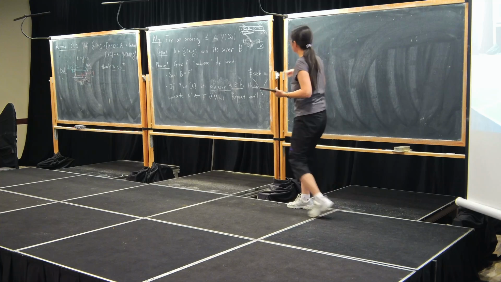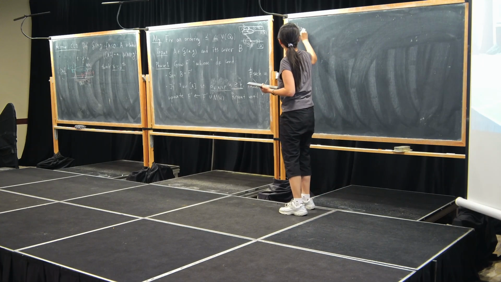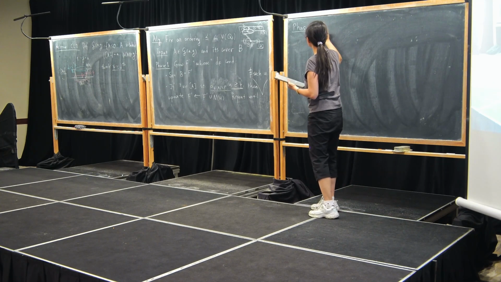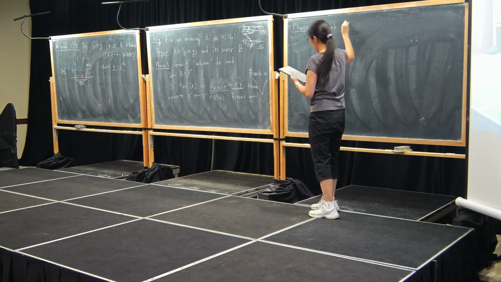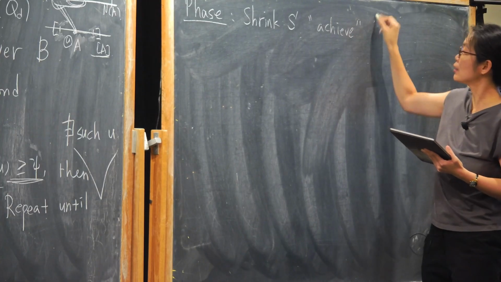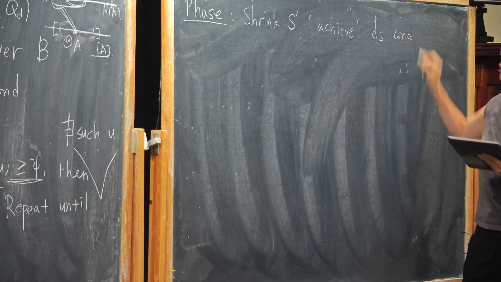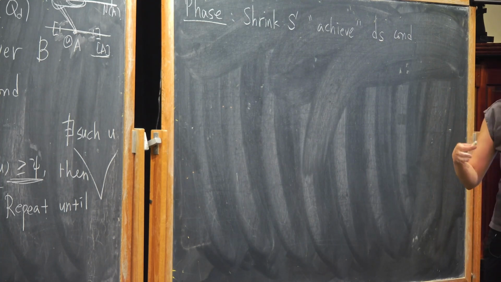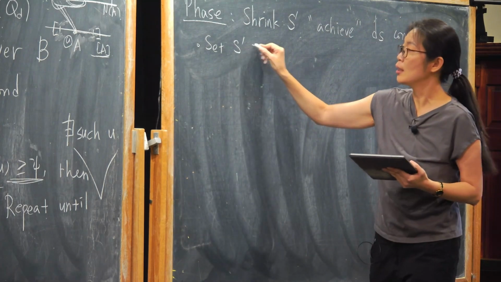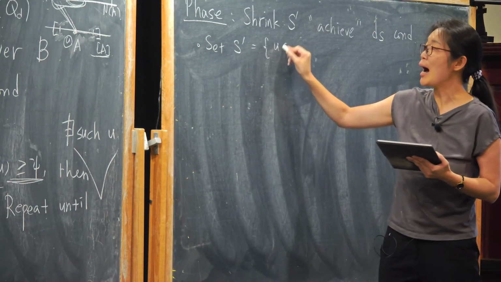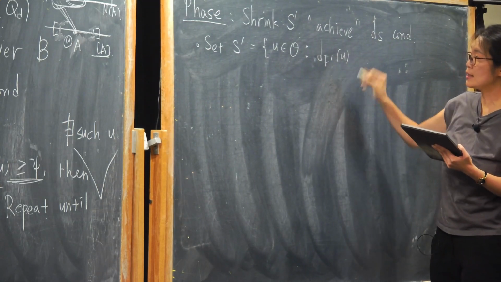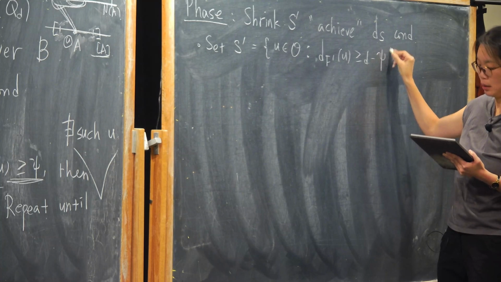In the second phase, as I said, we shrink S prime. And while doing this, our goal is to achieve the dS condition. So this is an algorithm, so we need something to start with. So we set the initial S prime to be the collection of all of the odd vertices U such that dF prime of U is at least D minus psi.